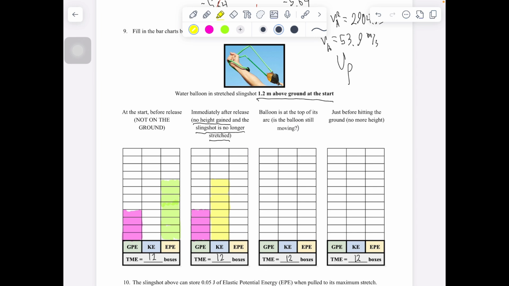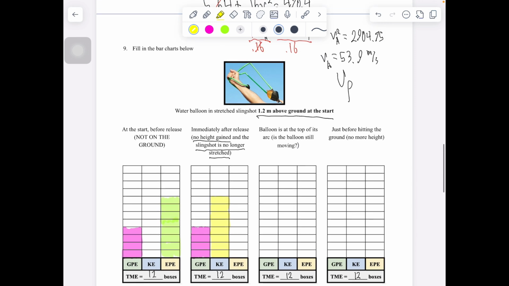The balloon is at the top of its arc. Is the balloon still moving? Yes, it is at the top of an arc. So here, it's not launched straight up. It is launched, follows a trajectory, something like this. So right at the peak, it is not moving up and down, but it is moving to the right.